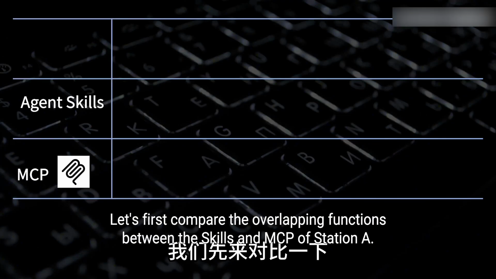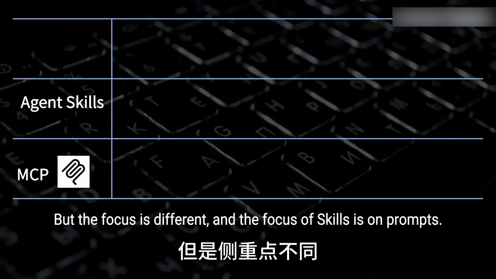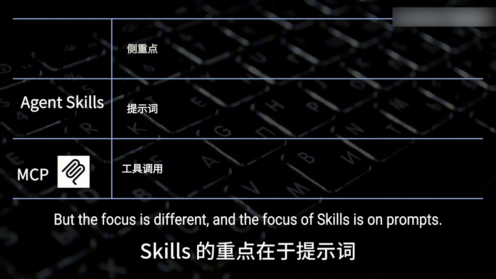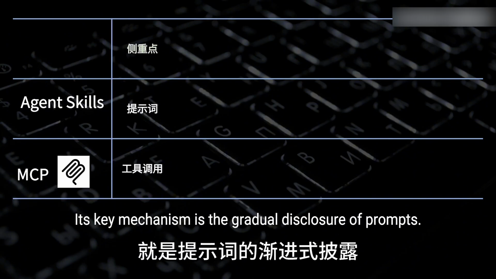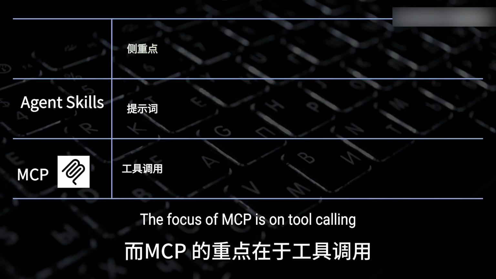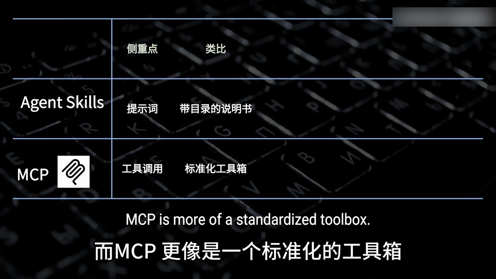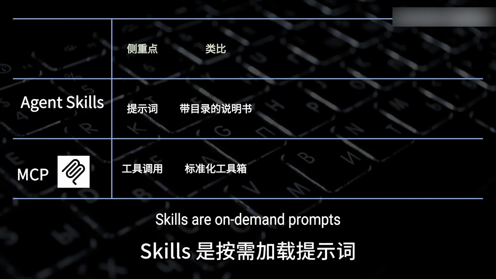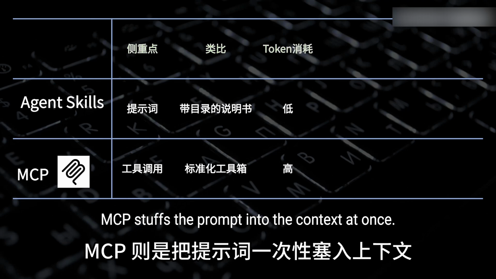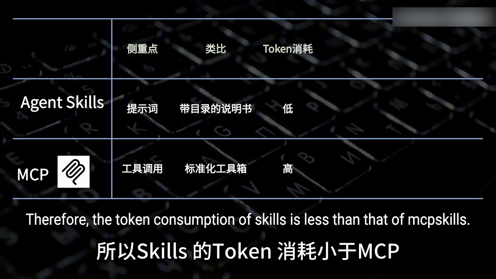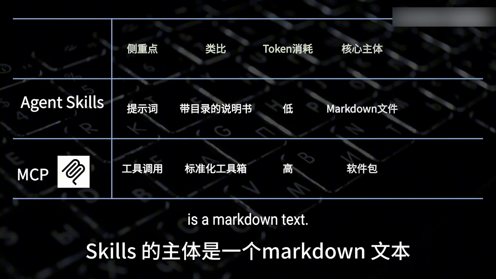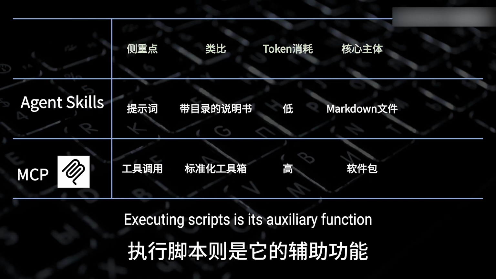Let's first compare the overlapping functions between skills and MCP. But the focus is different. The focus of skills is on prompts, and its key mechanism is the gradual disclosure of prompts. The focus of MCP is on tool calling. Skills is more like an instruction manual with a table of contents. MCP is more of a standardized toolbox. Skills are on-demand prompts. MCP stuffs the prompt into the context at once. Therefore, the token consumption of skills is less than that of MCP. Skills is a markdown text. Executing scripts is its auxiliary function.